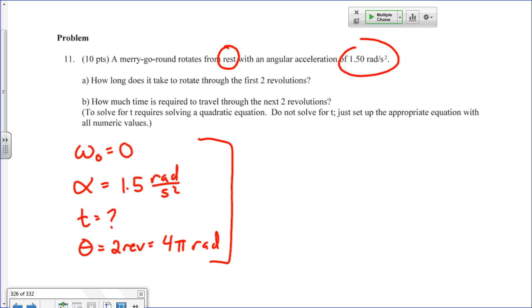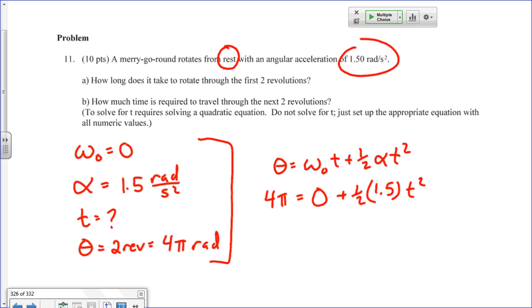All right, this one's pretty simple. How much time does it take to rotate through the first 2 revolutions? So yeah, just say theta equals omega naught t plus 1/2 alpha t squared. And then I say 4 pi equals 0 plus 1/2 of 1.5 t squared. And then I just solve for t. So that's the square root of 4 pi over 3. I get 2 seconds. So it requires 2 seconds to go through the first 2 revolutions.